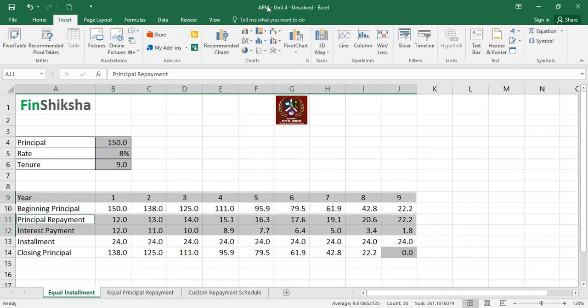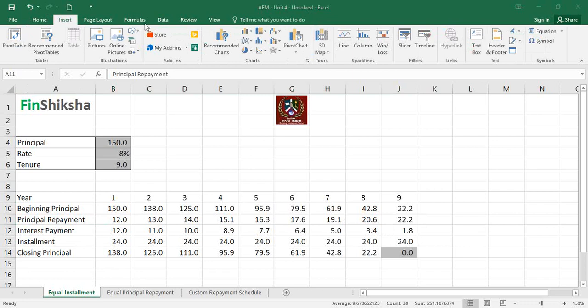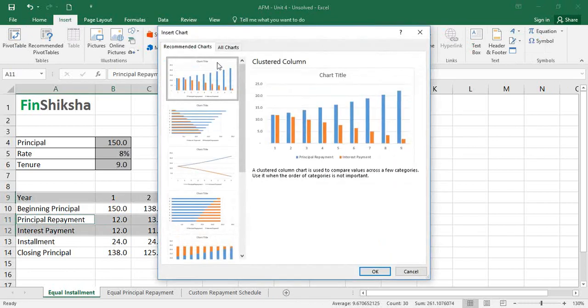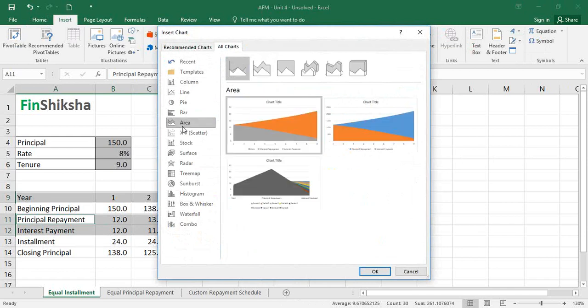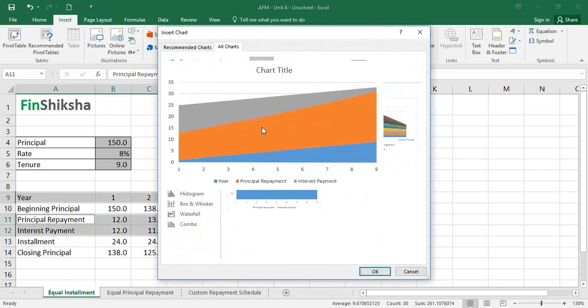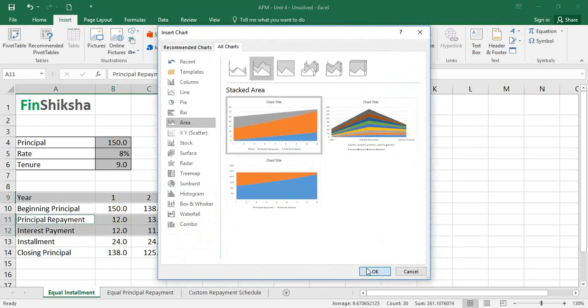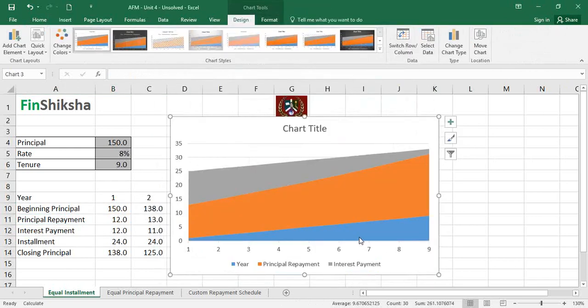And we're going to insert a chart here. The chart would be, let's put an area chart because that might give us a better idea about what's going on here. Right, so let's try and put an area chart like this and click on OK. Now in your source data, one of the data points which you see has been highlighted.